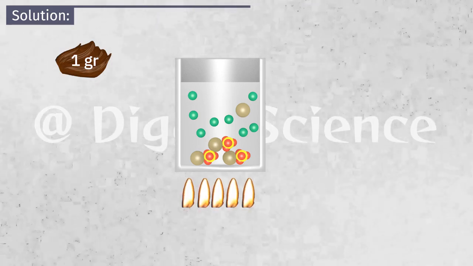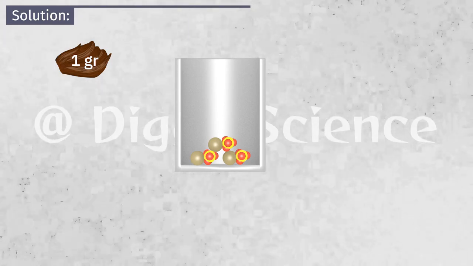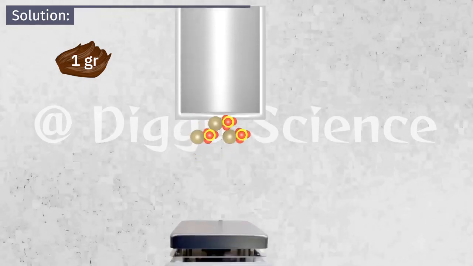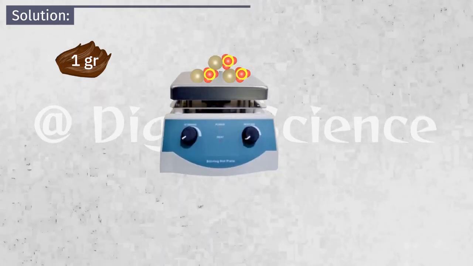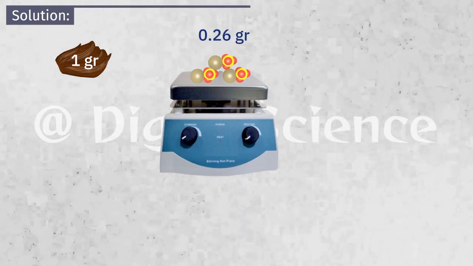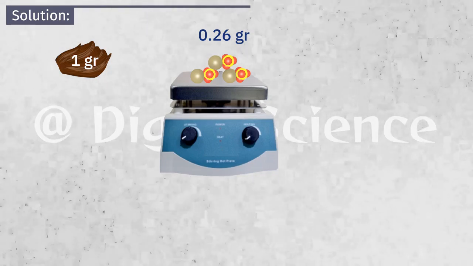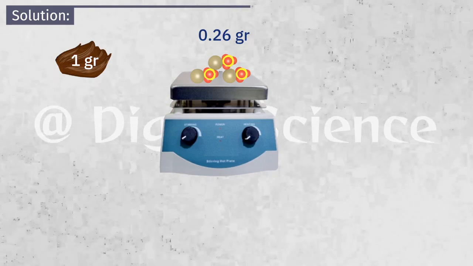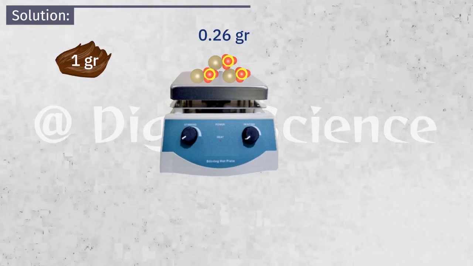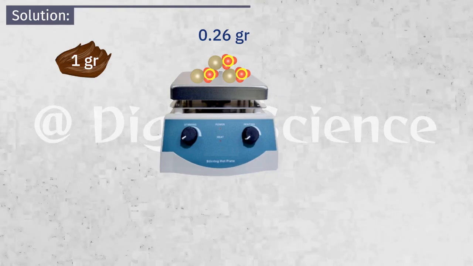The solution is evaporated until completely dry. What remains is only the barium sulfate precipitate. The value on the mass balance shows that the mass of the barium sulfate is 0.26 grams. We can assume that all the sulfate ions have turned into precipitate. Thus, the mass of sulfur in the barium sulfate precipitate comes from the hair sample. However, we don't know this mass yet. Let's calculate it.